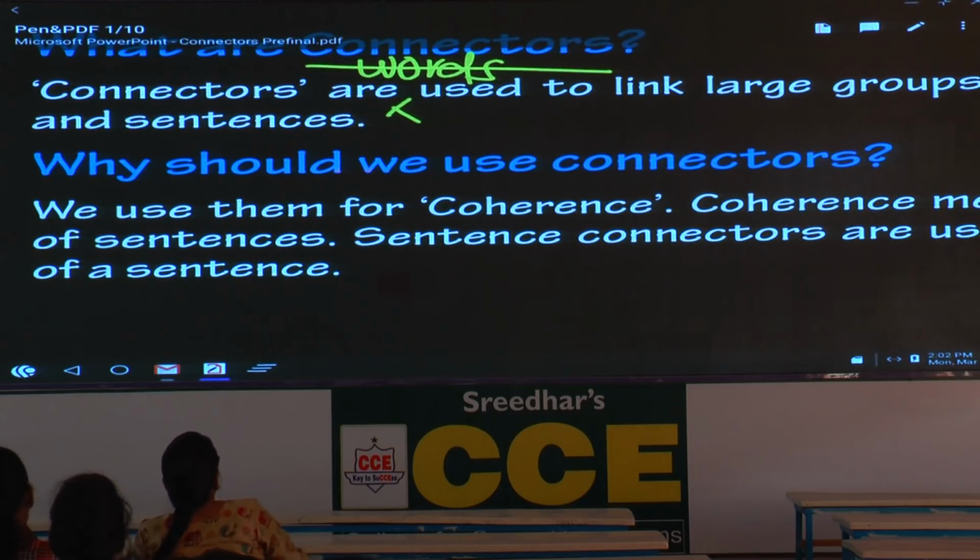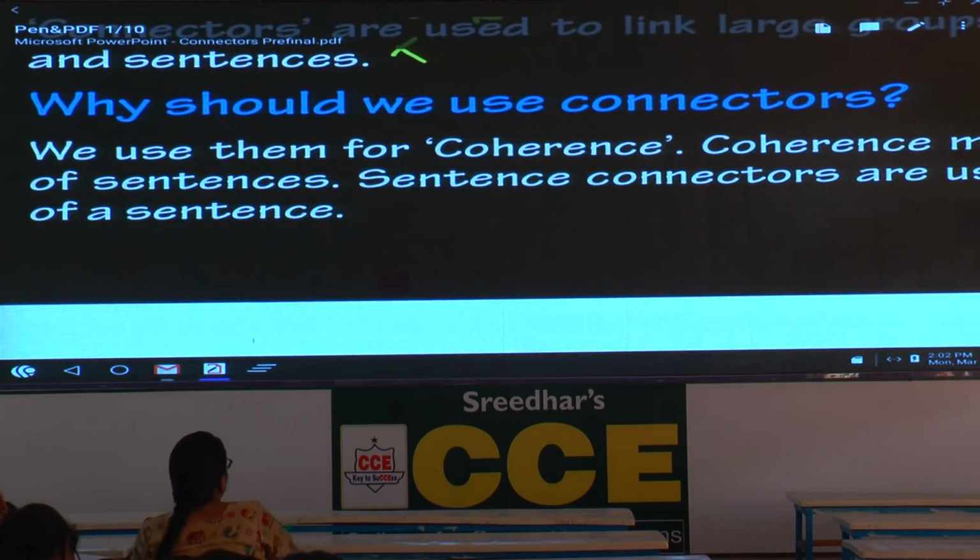I hope you're able to write and follow. Now write the next question. Why should we use connectors? Why do writers use connectors? We use them for coherence. Please underline the word coherence, more specific.